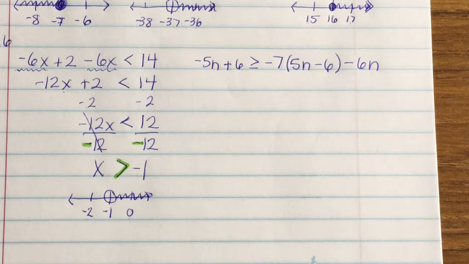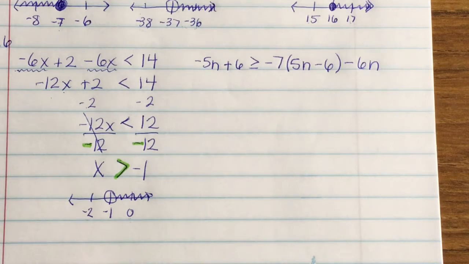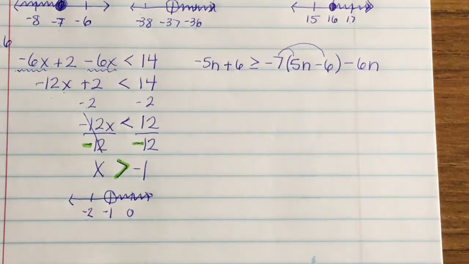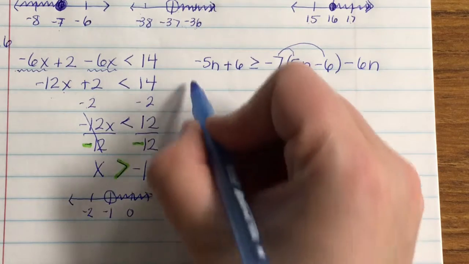What would you times first? The parentheses, right? So what's actually being multiplied into the parentheses? So we're going to distribute the negative 7. Do we need to do anything with this left side? No. So I'm just going to rewrite it.